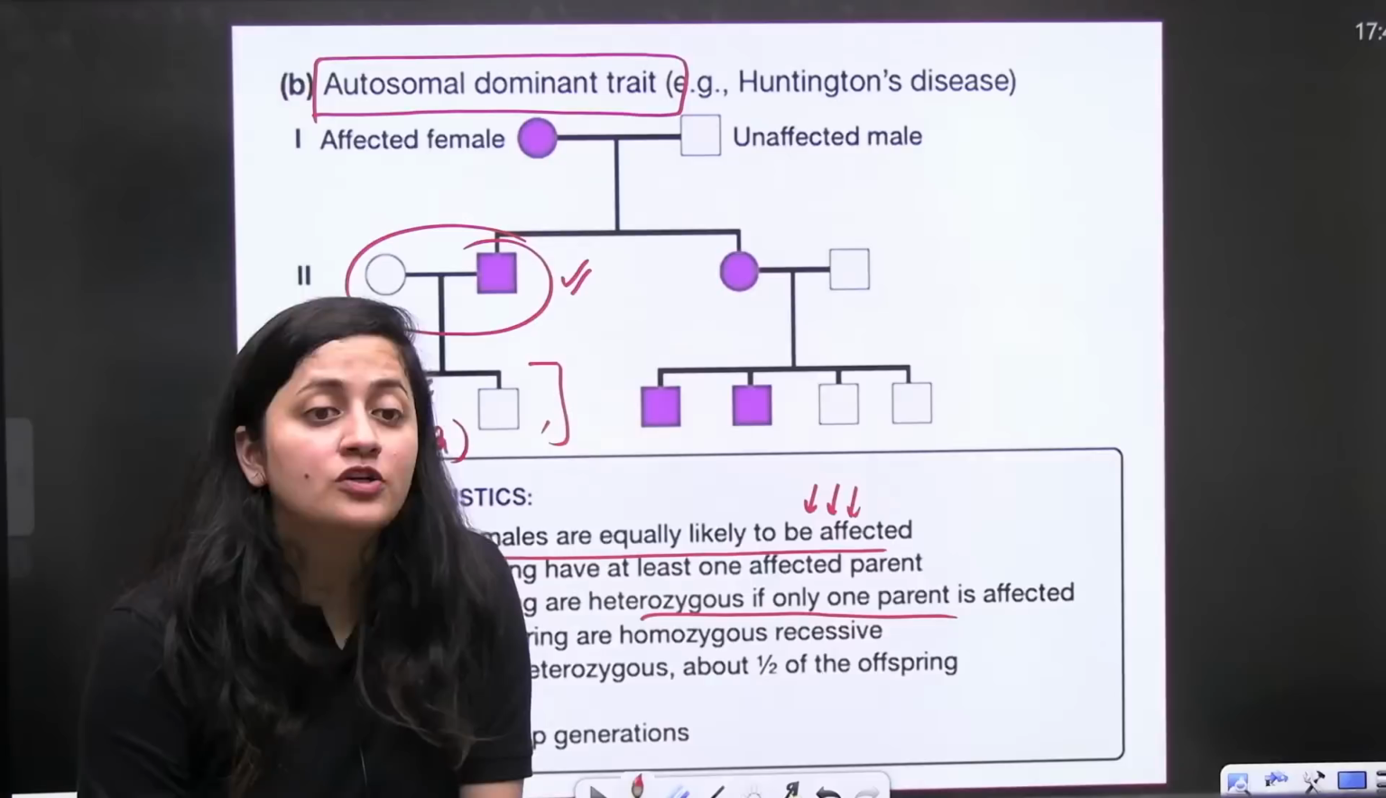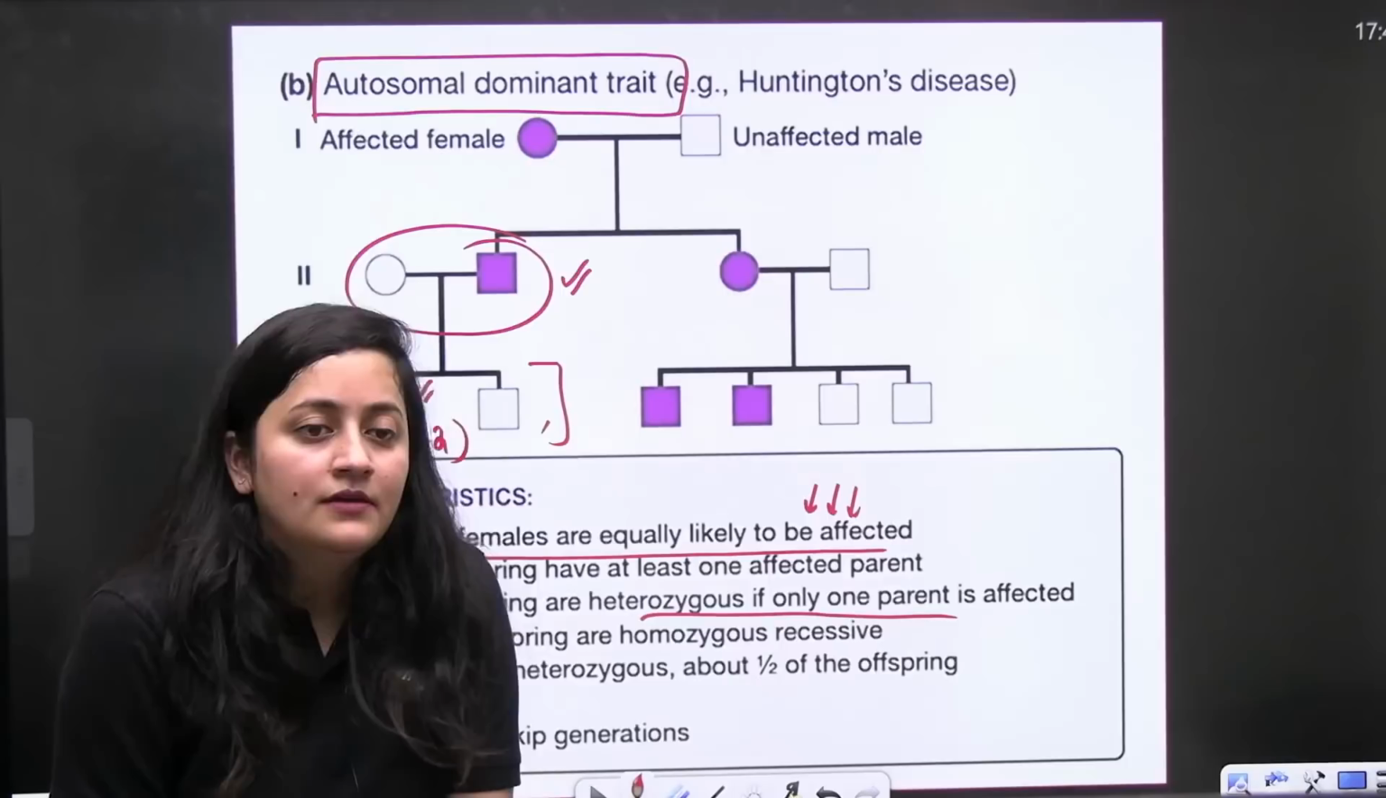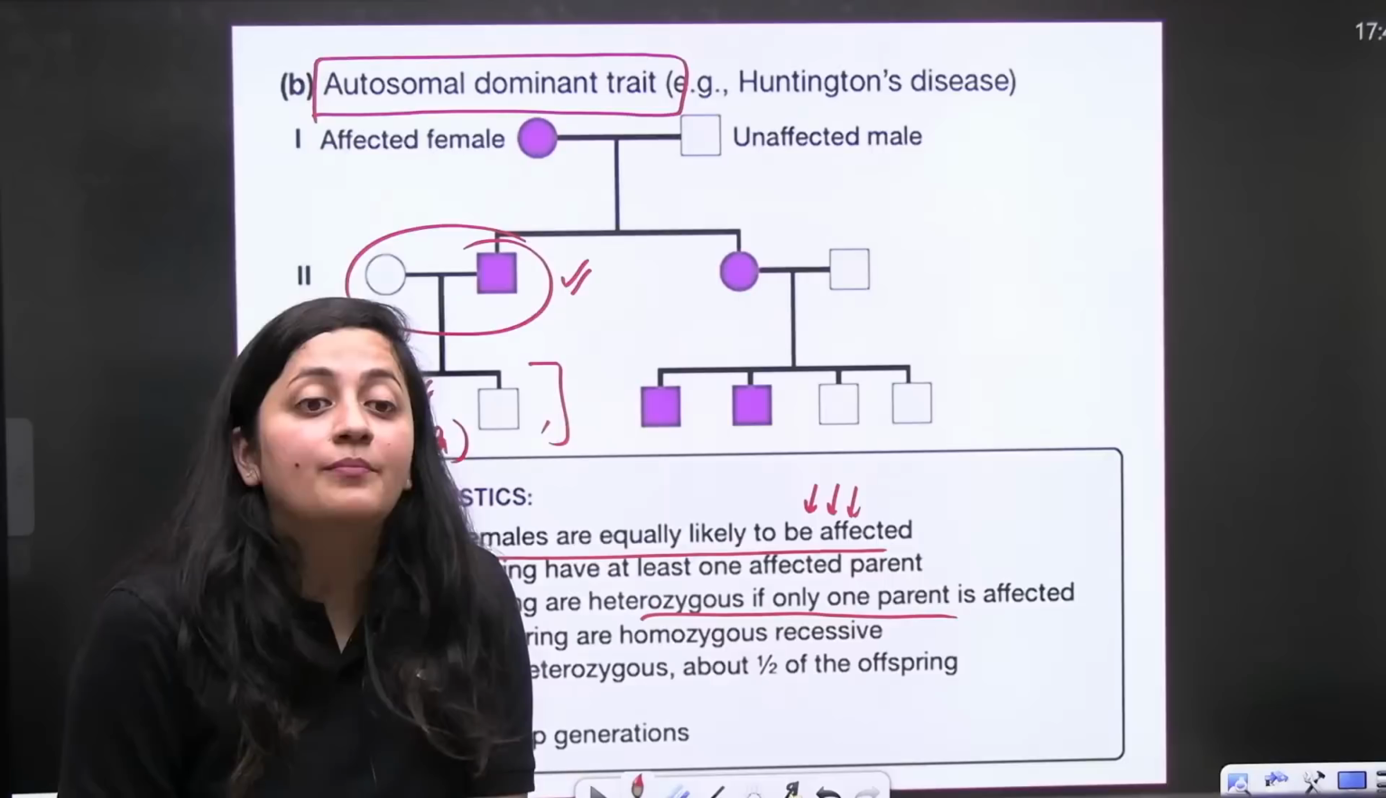Tell me what should be the answer. Quickly, all of you. What should be the answer? Definitely, bachche, it will be homozygous dominant. It will be homozygous dominant.